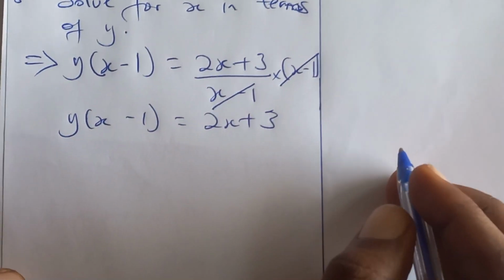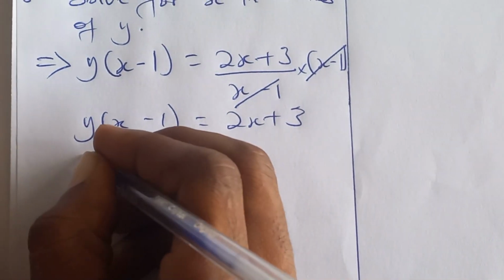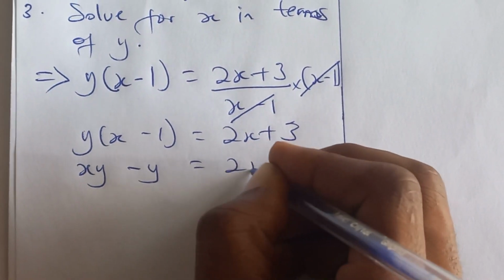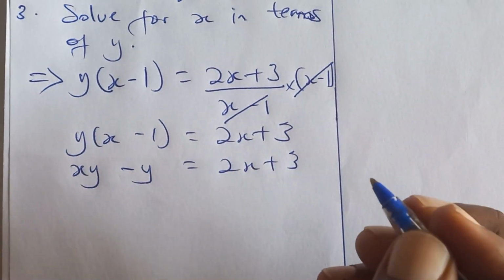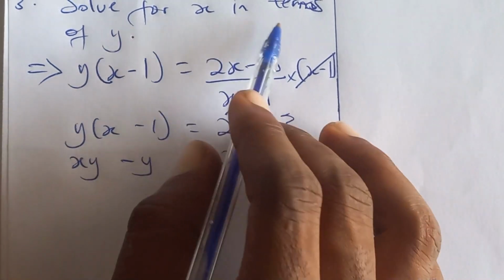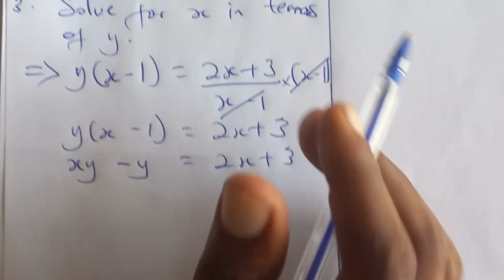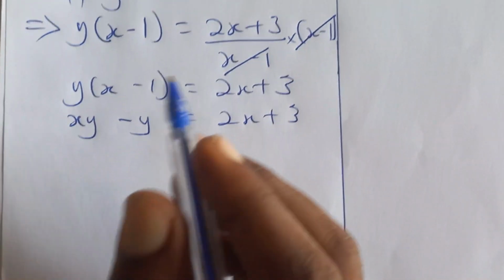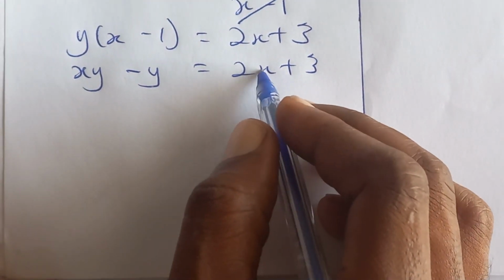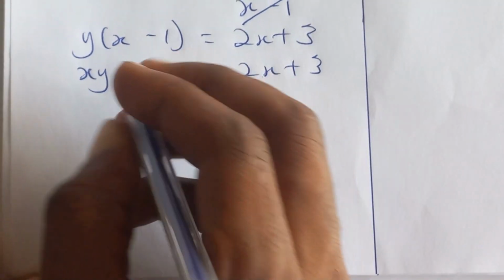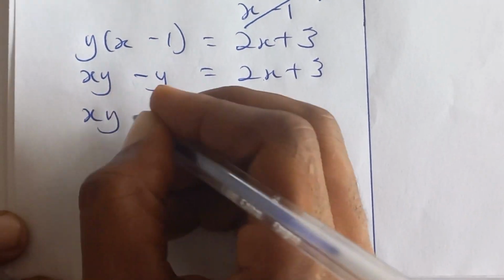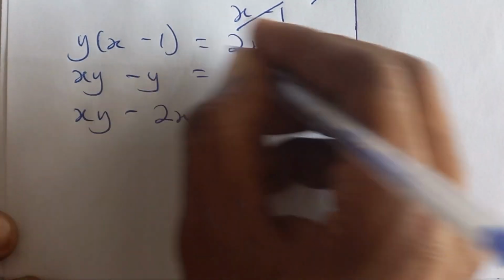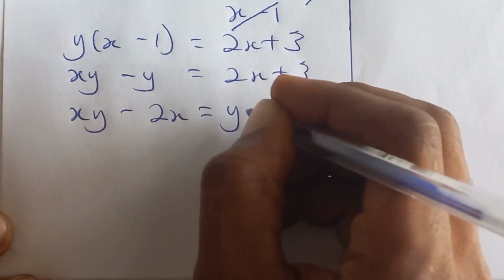We can expand the bracket. So it will be xy minus y is equal to 2x plus 3. Don't forget, we are solving for x. So we need to group the x terms at one side. So we can bring 2x to the left hand side. So it's going to be xy minus 2x is equal to, then we bring minus y to the other side to be y plus 3.